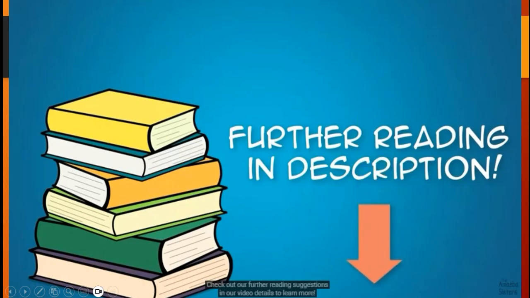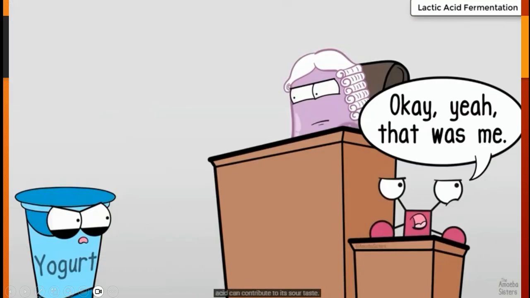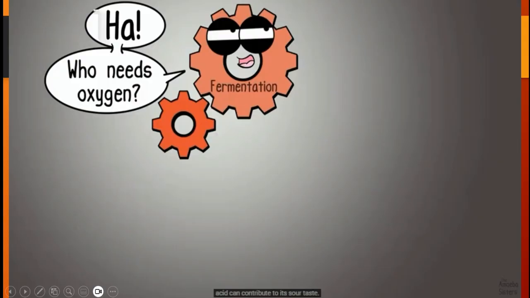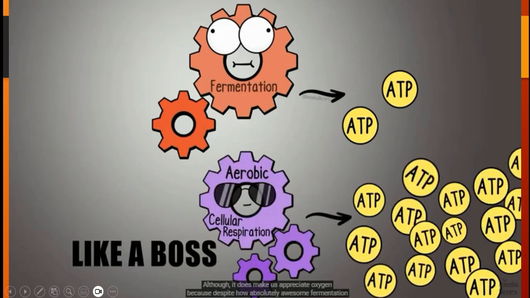Science is so cool. Check out our further reading suggestions and our video details to learn more. Lactic acid fermentation is also done by bacteria that are involved in making yogurt, and lactic acid can contribute to its sour taste. So overall, fermentation is a pretty remarkable process. Although, it does make us appreciate oxygen because despite how absolutely awesome fermentation may be, it just can't make as much ATP as aerobic cellular respiration.